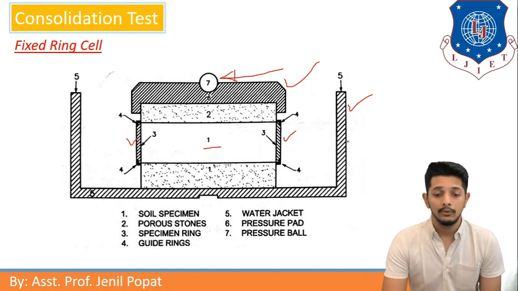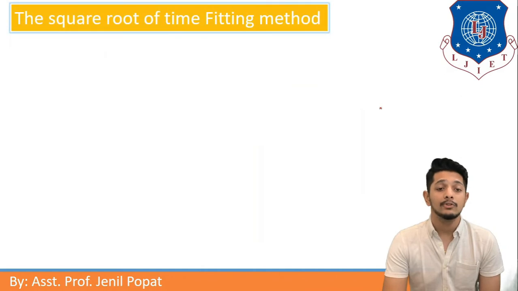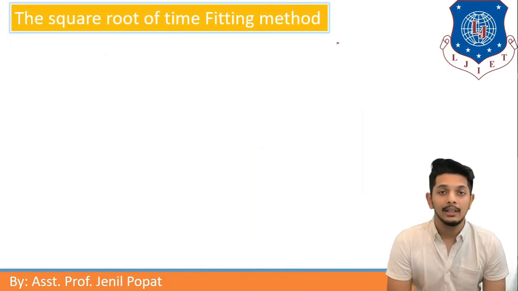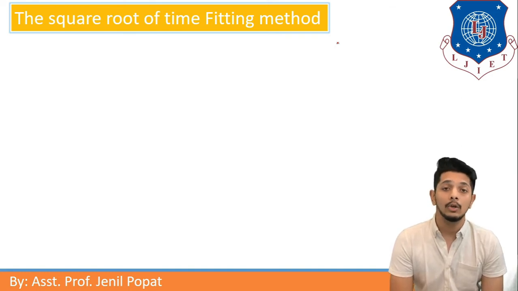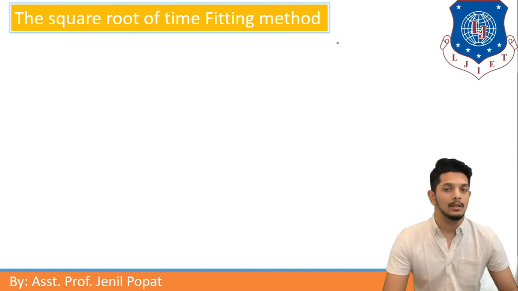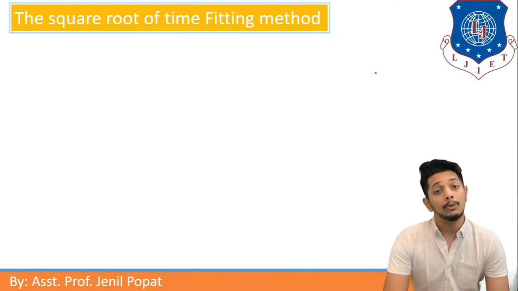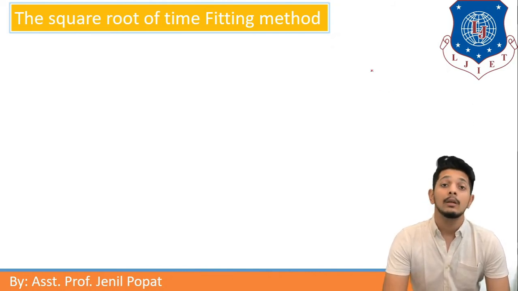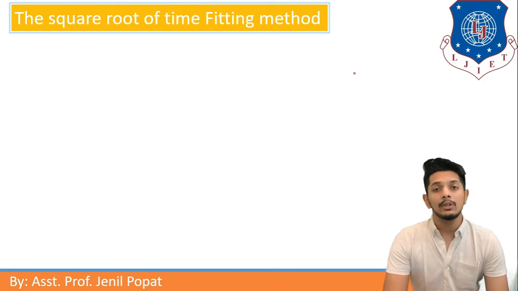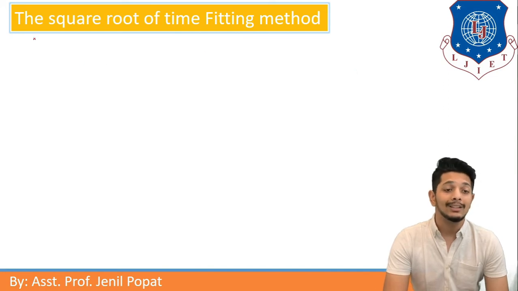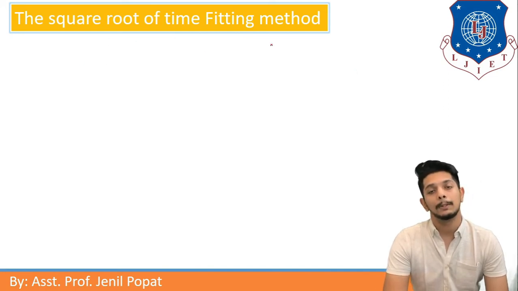Let us move further. The square root of time fitting method. The curve between dial gauge readings and time obtained from the laboratory consolidation test and the theoretical curve between U and Tv, U as the degree of consolidation and Tv as the time factor, are almost similar in shape. To use this similarity and to find out the coefficient of consolidation, we are using the square root of time fitting method.